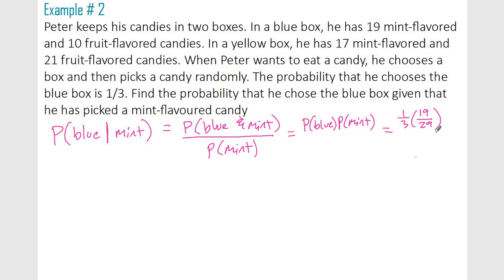Okay? Now, to find the denominator, we need to think about there being two ways to get a mint, by selecting the blue box or the yellow box. So if we select a blue box, that would be 1/3, and getting a mint candy would be 19 out of 29. But also we can get mint by picking a yellow box, so 2/3, times the probability of getting a mint one there, which is 17 out of 38.